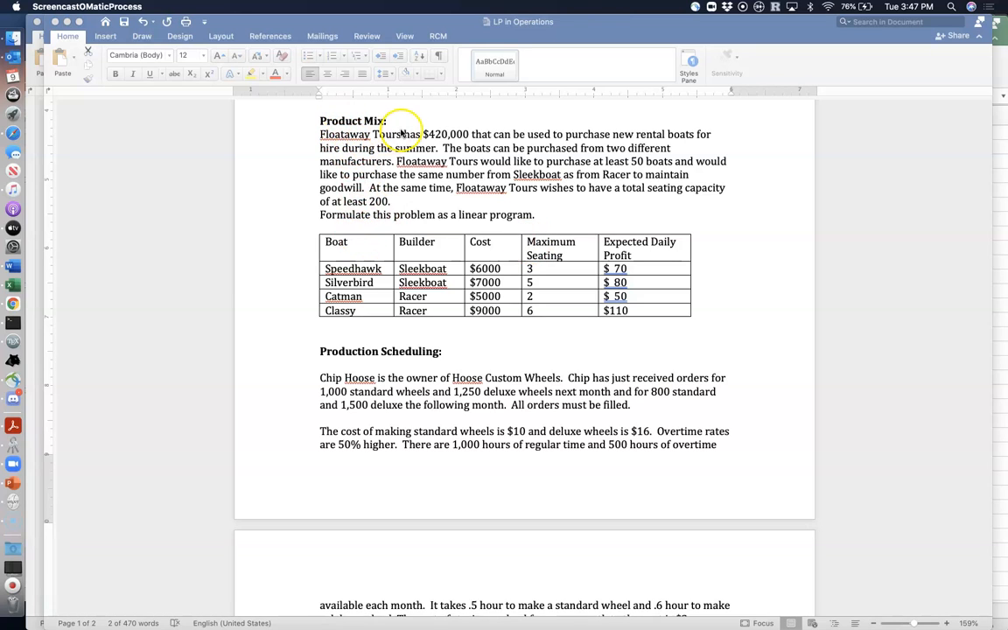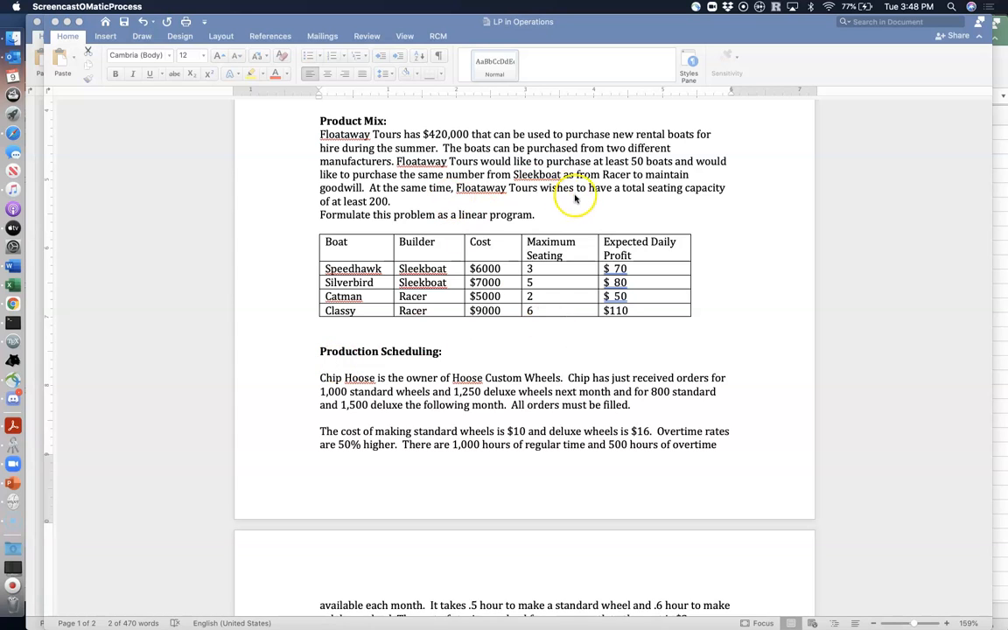So you're saying that Floataway Tours has $420,000 to spend, so it can purchase new rental boats for hire during the summer. The boats can be purchased from 2 different manufacturers, Sleek Boat and Racer. And you have to purchase at least 50 boats from Sleek Boat, and you have to purchase at least 50 boats in total, and you would like to purchase the same number from Sleek Boat as Racer to maintain good relationship between the two companies.